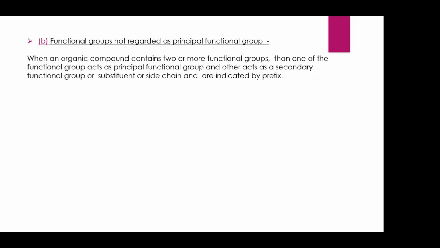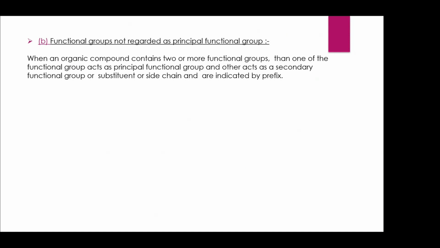Next, functional groups which are not regarded as the primary functional groups will act as secondary functional groups. When an organic compound contains two or more functional groups, one of the functional groups acts as the principal functional group and the others act as secondary functional groups, or they may act as a substituent or a side chain, or be indicated by the prefix.